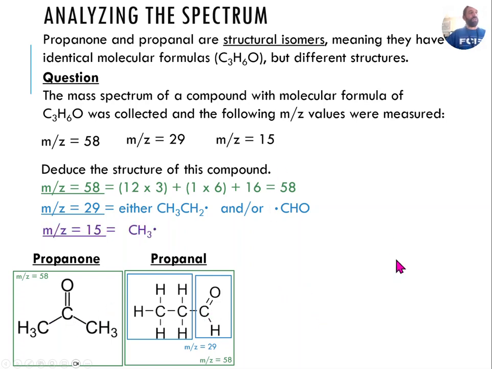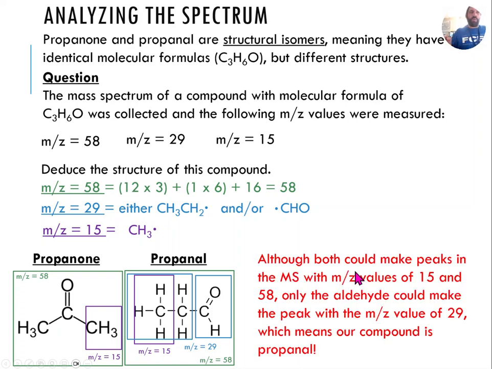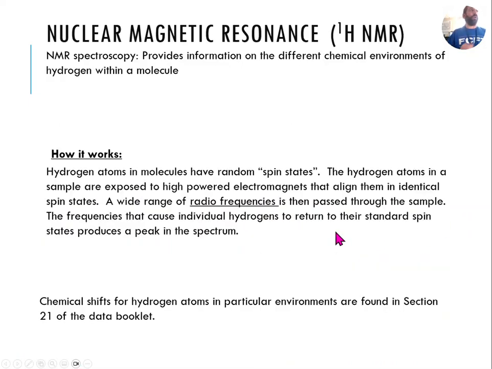Finally, the mass to charge of 15, if you look in the data booklet, is for a methyl group. Both of them could produce that peak because they both feature methyl groups. So both could make the peaks at 15 and 58, but only the aldehyde could make the peak at 29, which means we use the mass spec to confirm that this compound was propanal.